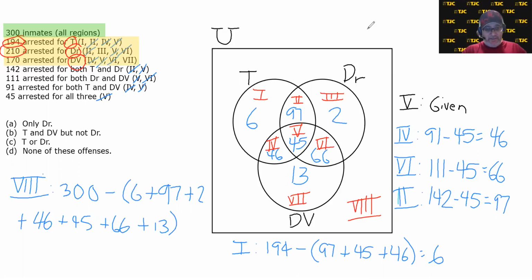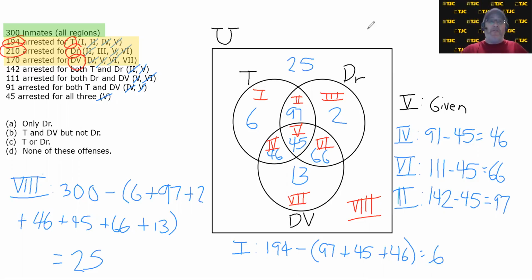300 minus 6, minus 97, minus 2, minus 46, minus 45, minus 66, minus 13 is 25, which means the number 25 goes in region 8 somewhere.